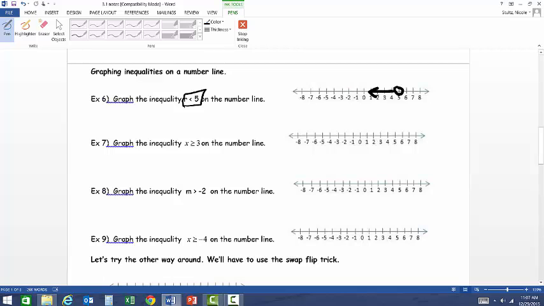Now the next one says x or numbers more than or equal to 3. So we're going to put a solid dot at 3, and we're going to point in the direction of our arrow. Now 3 is included as an answer because it can equal 3. So I'm looking for numbers that are either the same or more than 3. Any of those numbers would work.